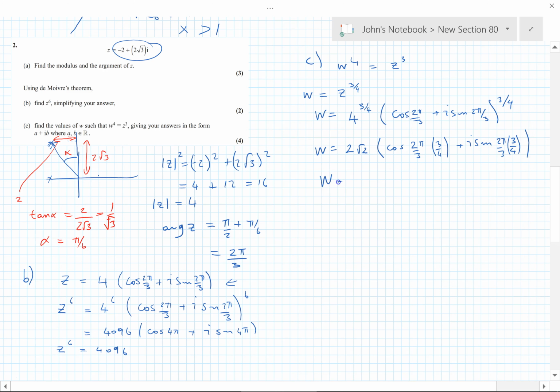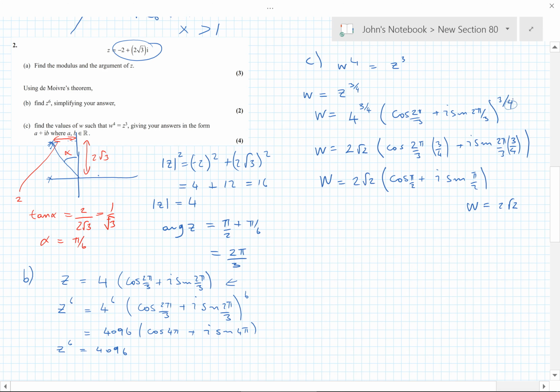Okay, so that's w is equal to 2 to the square root of 2 cos pi over 2 plus I sine pi over 2. So cos pi by 2 is equal to 0. So that would just be equal to 2 to the square root of 2. However, that's not going to be all the answers, because remember we've got a fourth root here.